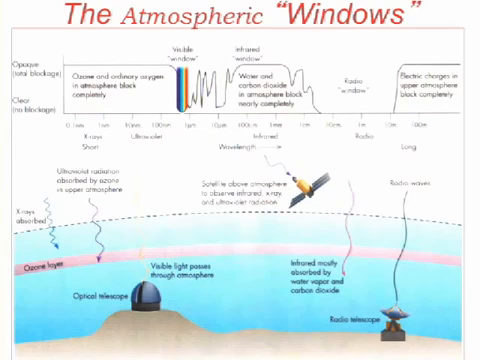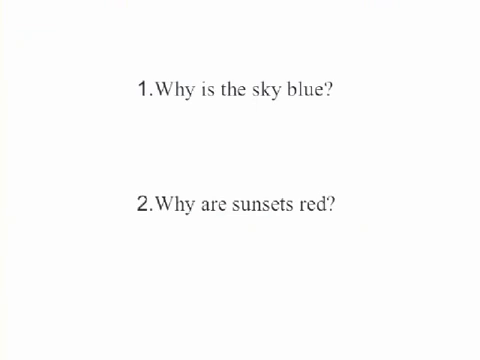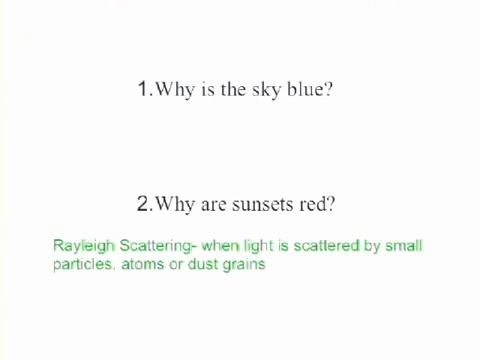Okay, so why the sky is blue and the sunsets are red has to do with what I called Rayleigh scattering. This is named for Lord Rayleigh, who first talked about it. And this is scattering of light by small particles. If you shine blue light through a cloud, it will scatter more than if you shine red light through a cloud.